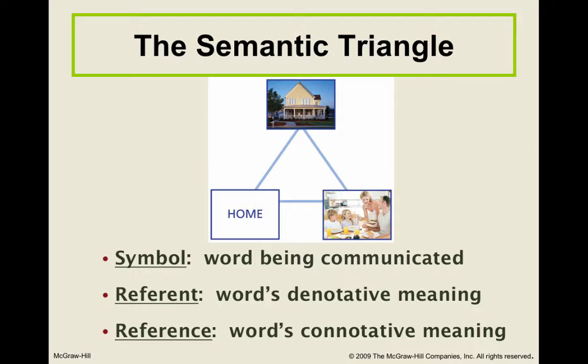Now if we travel down to the right side, you see what's called the reference, and that is the word's connotative meaning. The connotative meaning for many people, when they hear the word home, they think of their family and the positive connections that their home has to them. Now, if your thoughts about home don't fall into that category, maybe home was not a good place for you, then that reference is going to be different for you than it would be for someone else. And that is the connotative meaning of the word.